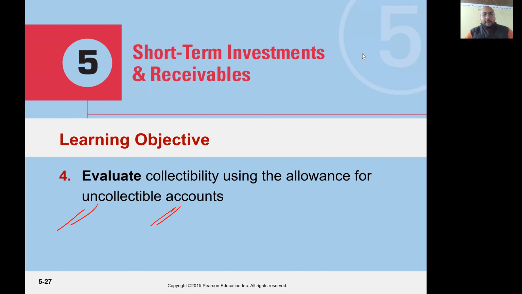Okay, class, welcome back after the break. Before the break, we talked about the percentage of sale method and aging of receivable method. Okay, let's move forward to understand the collectibility using allowance for uncollectible accounts.